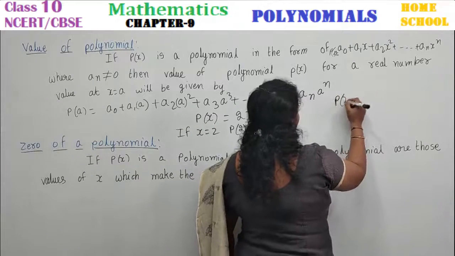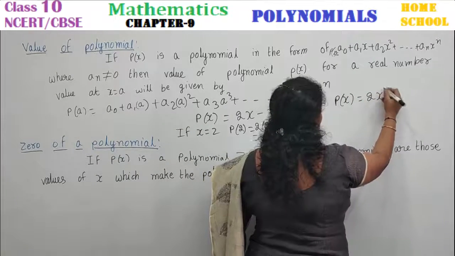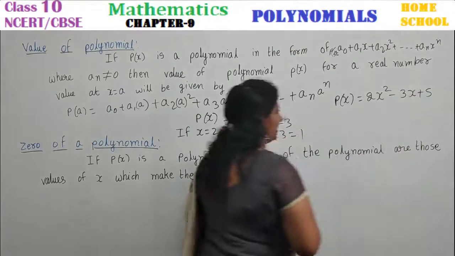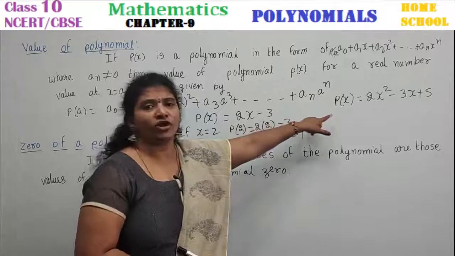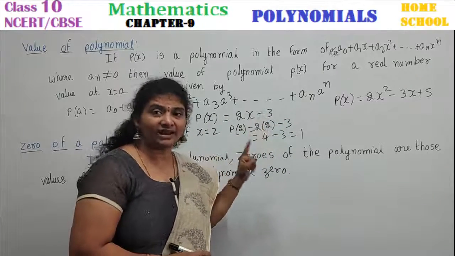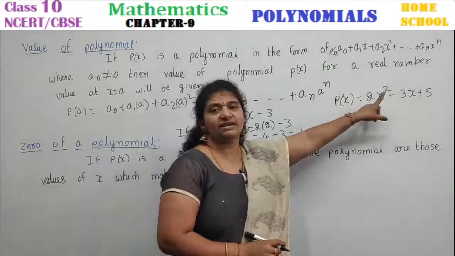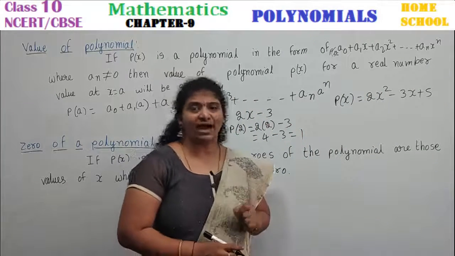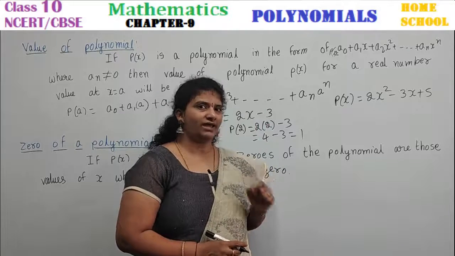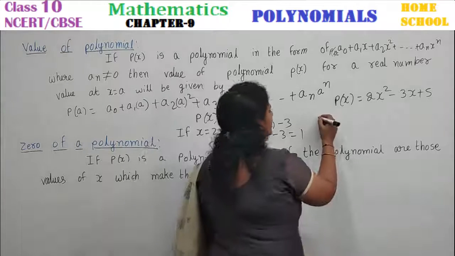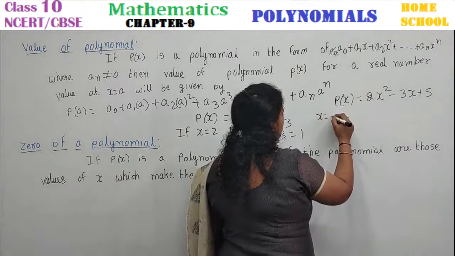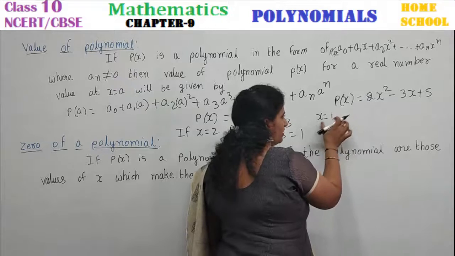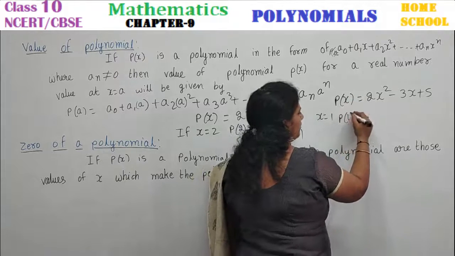If P of x is equal to 2x square minus 3x plus 5, this is which type of polynomial? It is a quadratic polynomial, where its highest power, that is the degree, is 2. Now find the value. Value of what? If x is equal to 1. Find the value, children. Value needed means wherever you have x, substitute this value.